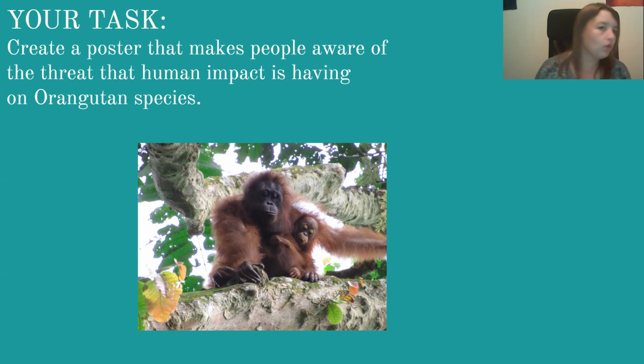You might want to pause and print off pictures if you can. You can draw, you could have key messages. However you want to do this is up to you. You can be as creative as you like. But the key thing is to make people aware that these orangutans are in danger and that we can do something about it by the choices we make. So you might want to pause your video here and get creating.